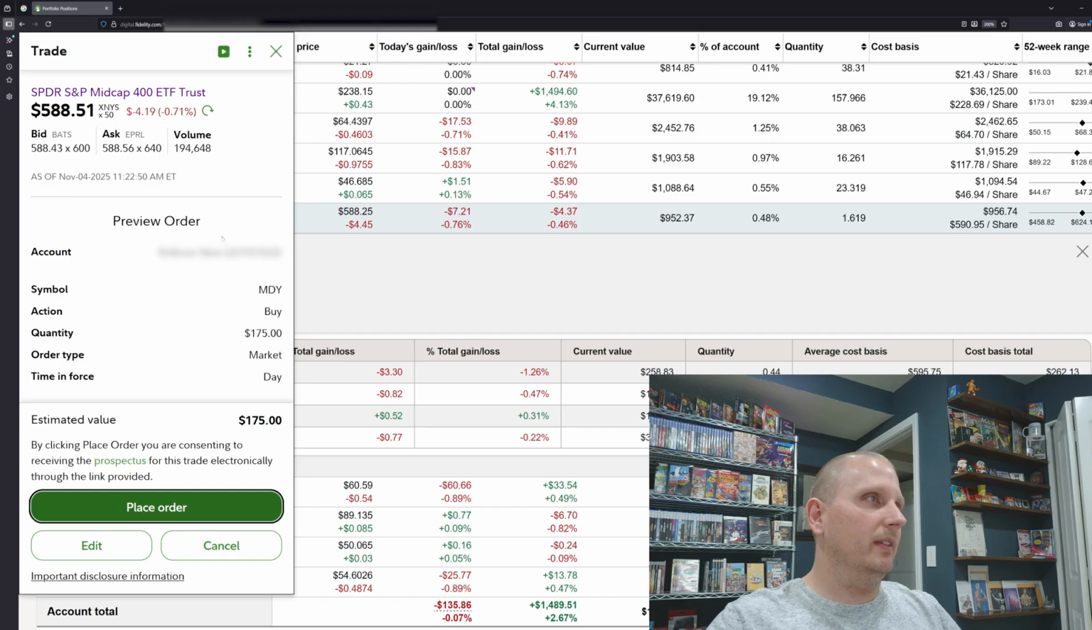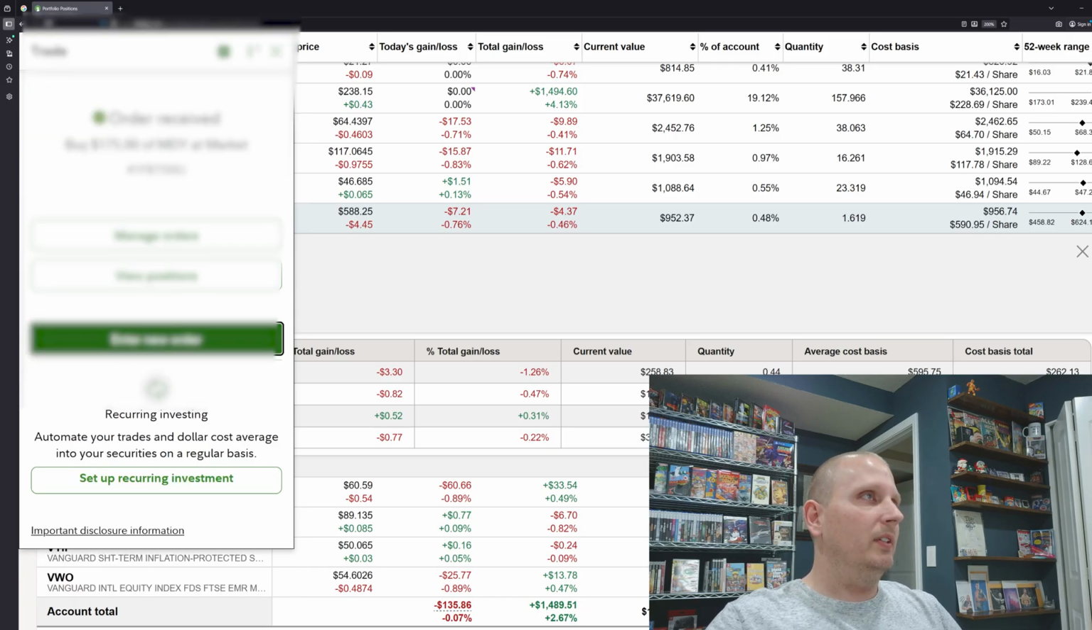It reiterates exactly what you want, what account you're in, what you're buying, how much you're buying, the order type, and time in force. What this means is if for some reason the order didn't fill, this order would expire at the end of the day. So if you had a specific price that you wanted to pay and never got to that price, the order would just close out and not fulfill at the end of the day. So place order, that's it.